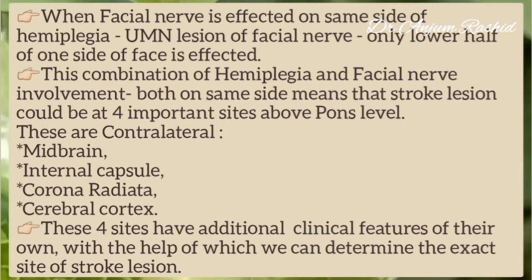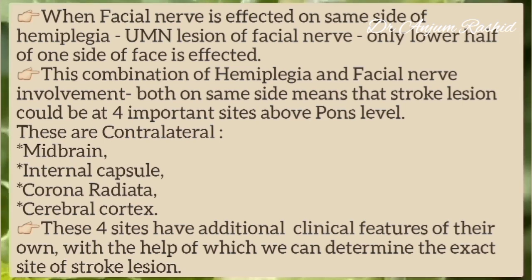Now, when the facial nerve is affected on the same side of hemiplegia, this means upper motor neuron lesion of the facial nerve is there. Only lower half of one side of the face is affected in this case. This combination of hemiplegia and facial nerve involvement both on same side means that stroke lesion could be at 4 important sites above the pons level. Now these could be contralateral midbrain, internal capsule, corona radiata or cerebral cortex.